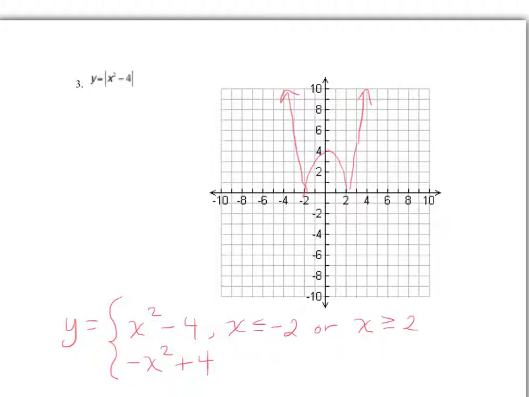And then it's the negative x squared plus 4. That one has its vertex at 0, 4 and opens down. So that's this part of it, the inside part. And this function is equal to that inside part when x is between negative 2 and 2. Which we can write in one statement. Negative 2 is less than x. We'll just do less than. Is less than 2. Negative 2 is less than x is less than 2 means x is between negative 2 and 2.